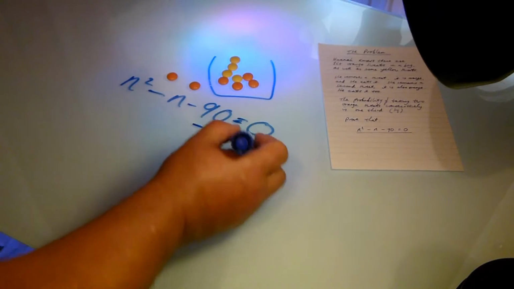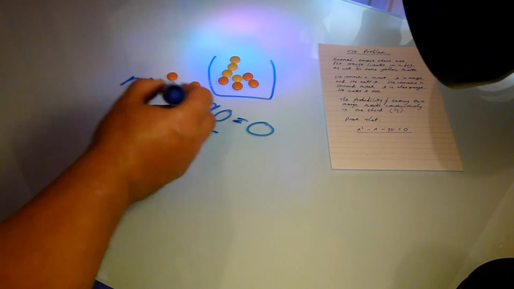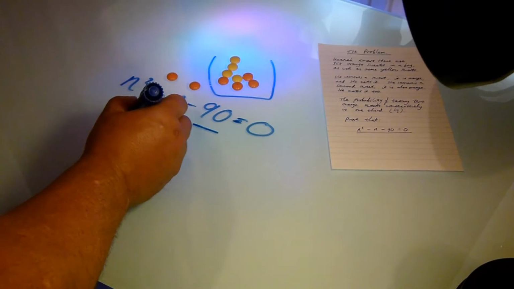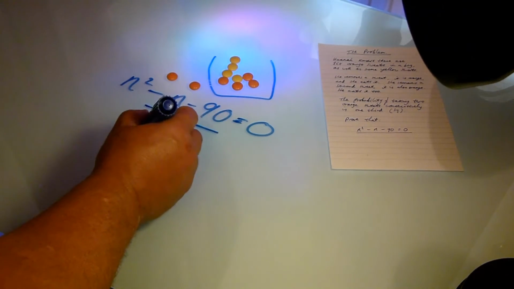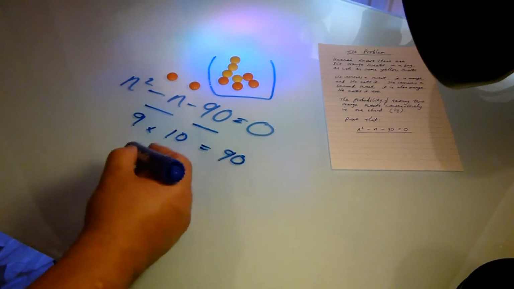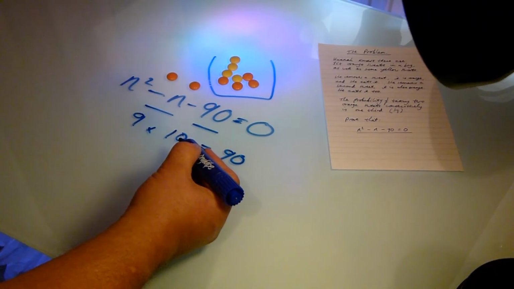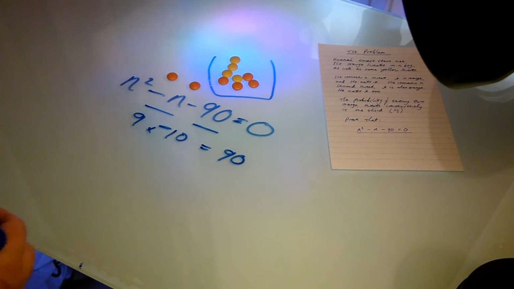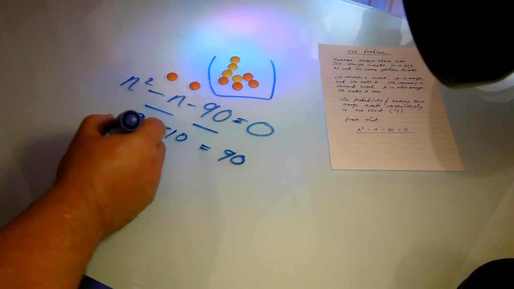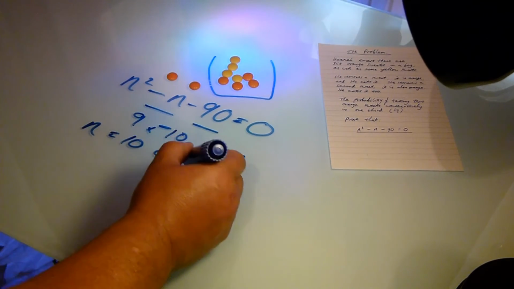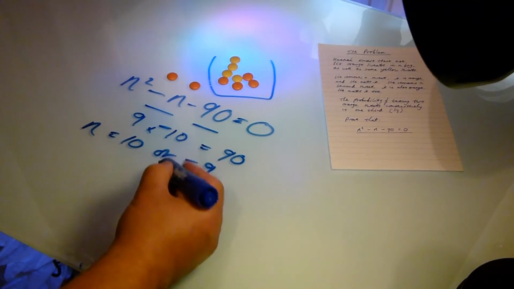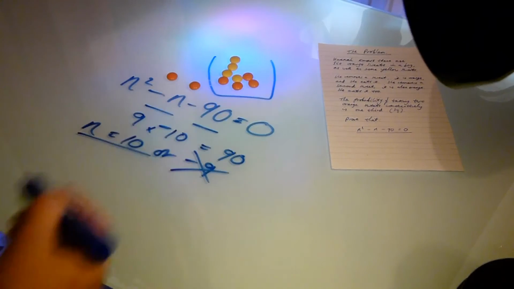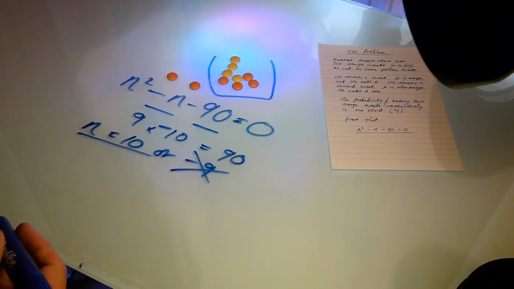What 2 numbers multiply to make minus 90 and add to make minus 1? Well, if you think about it for a second, 9 and 10 make 90. We just need to add them to make minus 1 and multiply to make minus 90, so one of them has to be negative. That's this one, so it's 9 times minus 10. So n equals 10 or minus 9. Real world situation, so not minus 9, so n equals 10, which is why I put in 4 yellow counters.